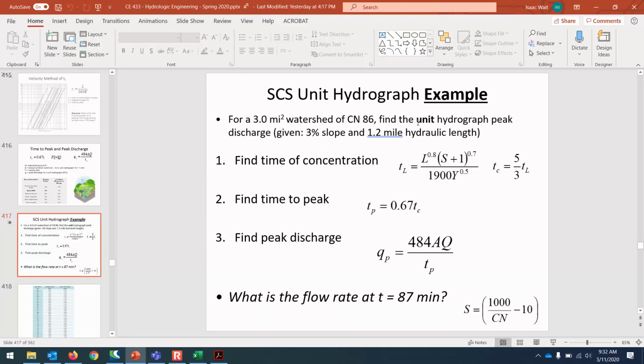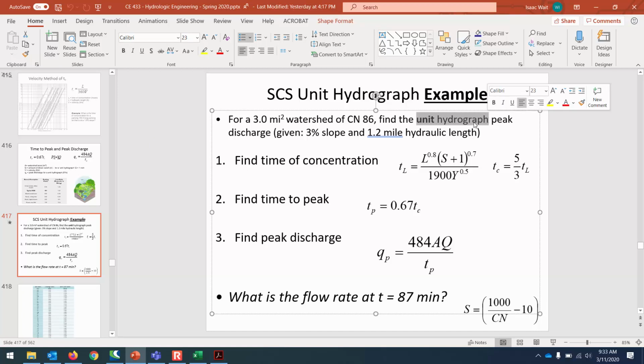Let me interject for just one moment. Where it says unit hydrograph, what that means is we're going to assume that Q, the rainfall excess, or in other words the runoff depth, is 1 inch. In reality, maybe we'd be asking, what does the hydrograph look like for some other amount of rainfall excess? Then you could calculate that with our P sub E formula, the NRCS method. But for this one, where it says the unit hydrograph, assume that Q, the runoff depth, is 1 inch of rainfall excess.